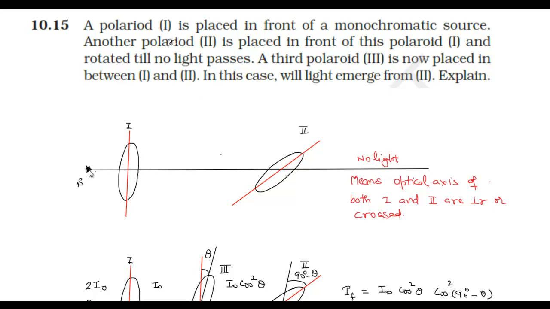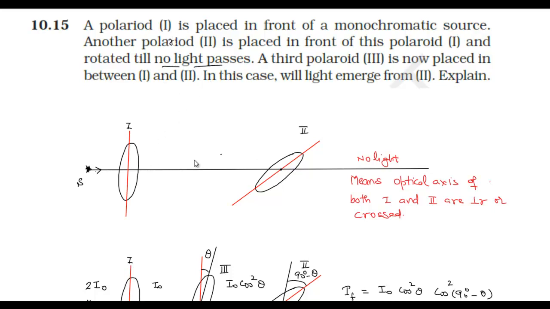Here we have a source of light, and this source of light is monochromatic and it is sending light towards this, you can say, polarizer. What this polarizer does is convert the light to polarized light. Now we have another polarizer which is rotated about this axis, and it is stopped at such a position that no light passes.